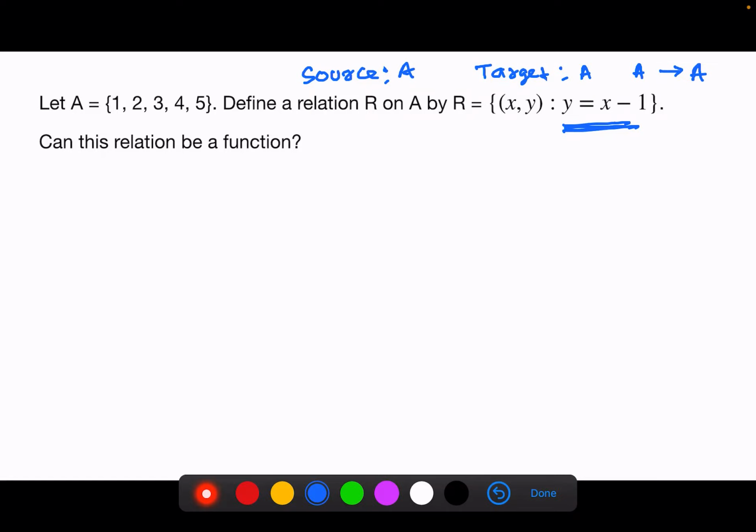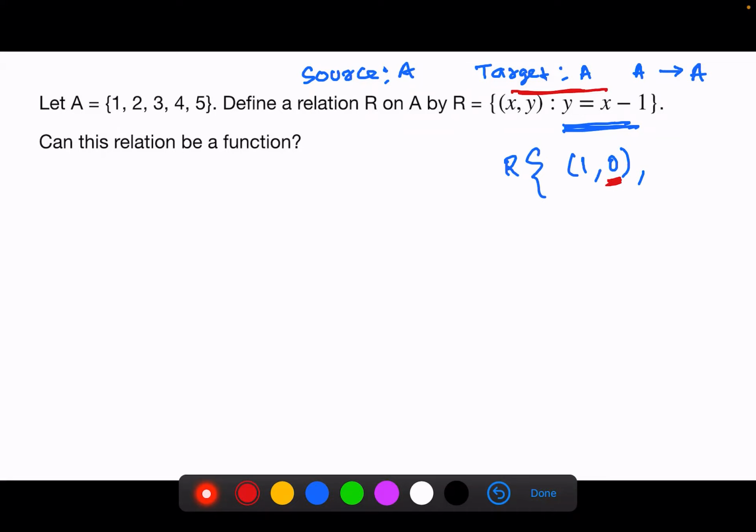So is this relation a function? If you actually list down the ordered pairs in the relation, you'll get an idea. Suppose I try to list them down. If I take x as 1, then I am expecting y to be 0. There itself I run into trouble. Why do I run into trouble? There is no 0 in my target set, because I am defining a relation on A.